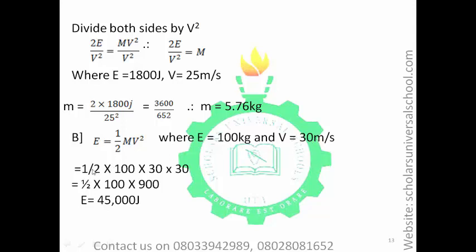Substituting the values into the formula: 1/2, mass is 100 kilogram, and your velocity is 30 times 30. So 1/2 times 100 times 900. 1/2 times 100 is 50. And 50 times 900 is 45,000. And the unit for energy is joule. So that is 45,000 joule.